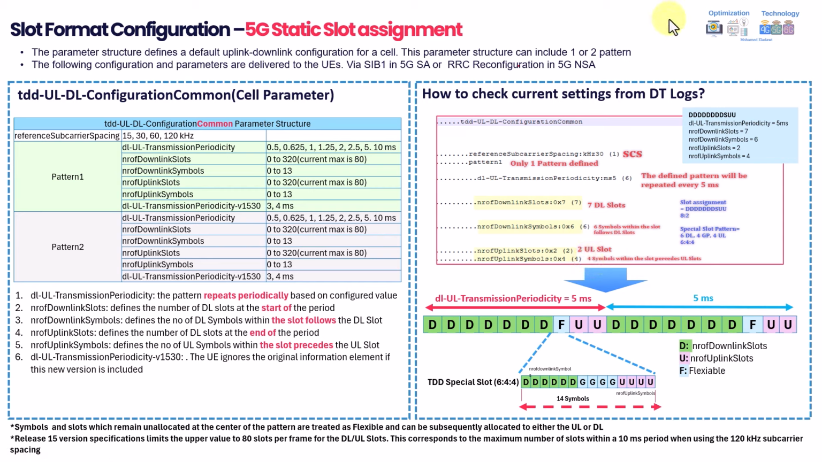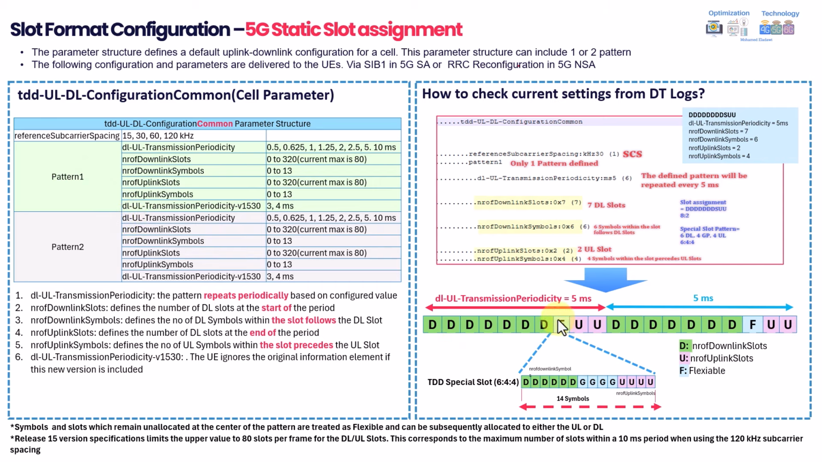Okay, now let me explain what is meant by pattern 1 and pattern 2. When I told you that, for example, if only one pattern is included within this message, this means the pattern repeats periodically based upon the configured transmission periodicity. This is true even if it's only one pattern. Assume now you receive one pattern here with a particular configuration, then you have pattern 2 as well in the same message, with another configuration. So what will happen in this case? If 2 patterns are included within the message, then the second pattern will follow the first pattern.